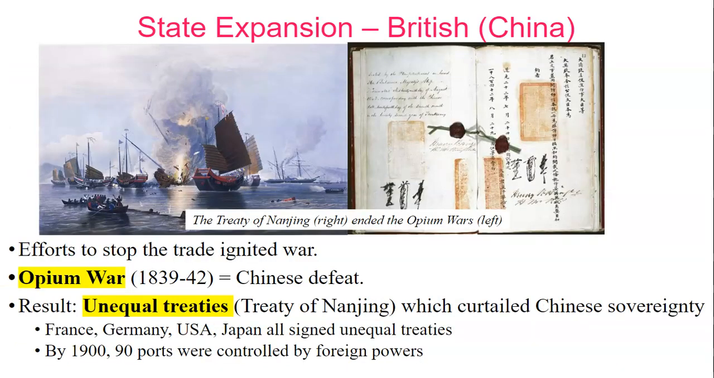We talked about the Opium War about 2 weeks ago, right before the midterms. So the efforts to stop the trade are going to ignite the war. We had the Opium War. The Chinese lose because we know that the later Qing emperors were corrupt and didn't take time to really adapt new technologies. Therefore, the British technologies were far more advanced. As a result of the Opium War, there were these unequal treaties. The Treaty of Nanjing, or known as Nanking, depends on where you look it up, which curtailed Chinese sovereignty. Also, France, Germany, the US, and Japan also signed unequal treaties. And by 1900, 90 ports in the area were controlled by foreign powers. Because remember, prior, they only had the Canton system. That was one port. Now they had about 90.